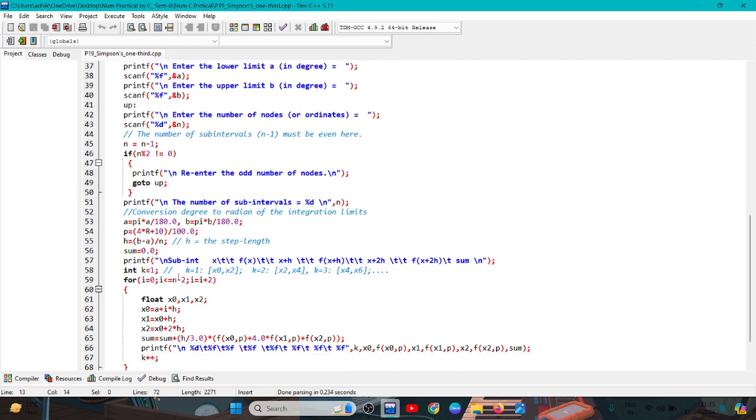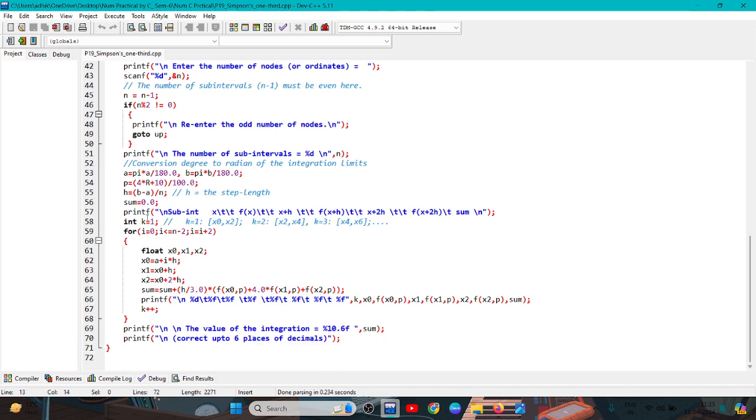The initial sum equals 0.0, and print the subinterval x, f of x, f of x plus h, f of x plus 2h, and the required sum. Now k is the integer variable equal to 1. k equal to 1 represents the new subinterval x0 x2, and when k equals 2, this represents the new subinterval x2 x4, k equal to 3, x4 x6.